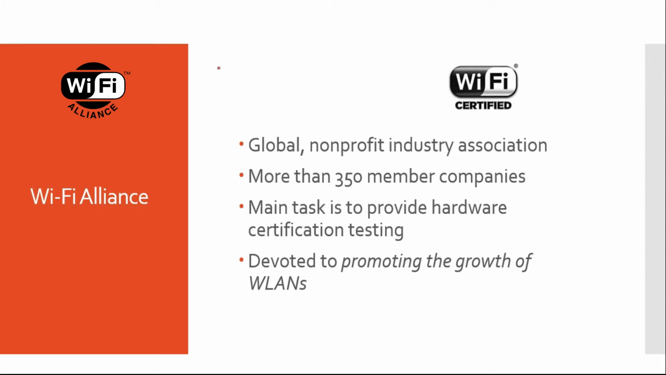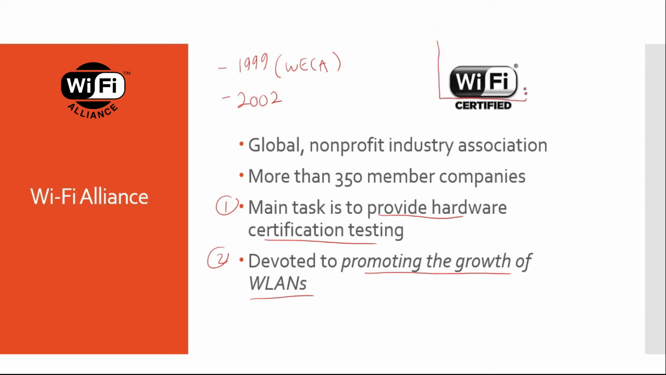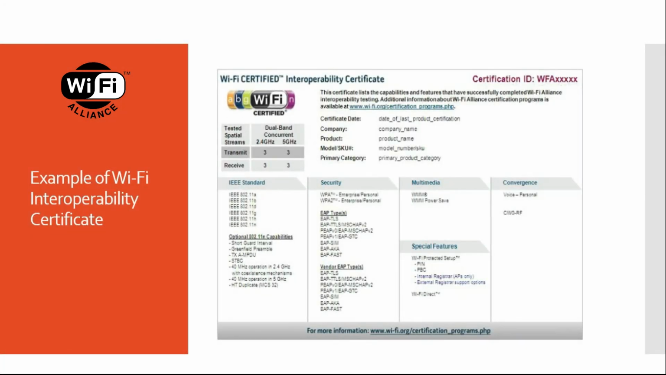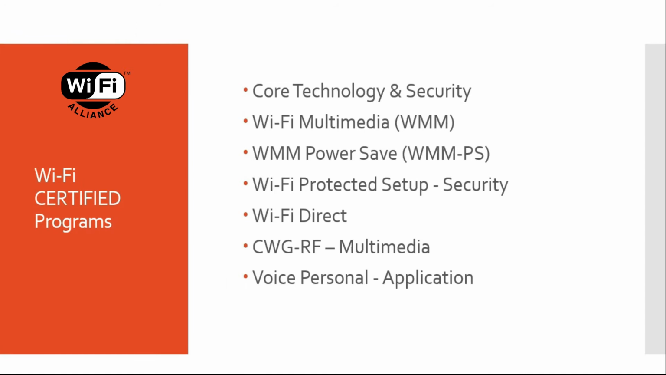Wi-Fi Alliance. Founded in 1999 as Wireless Ethernet Compatibility Alliance, and changed its name to Wi-Fi Alliance in 2002. The main task is to provide hardware certification testing, and also devoted to promoting the growth of wireless LAN. This is the familiar brand label you can see on most wireless devices. This is the example of Wi-Fi interoperability certification. You may go to the website for more details. Wi-Fi certified programs offered.